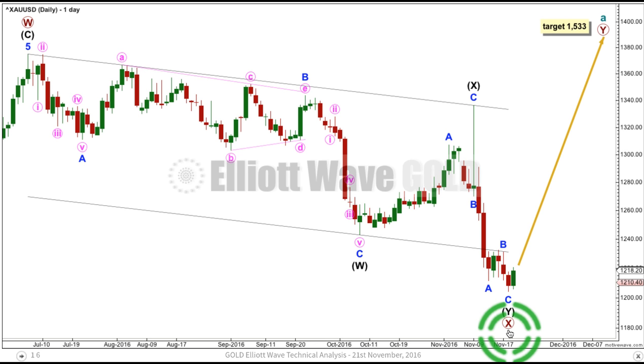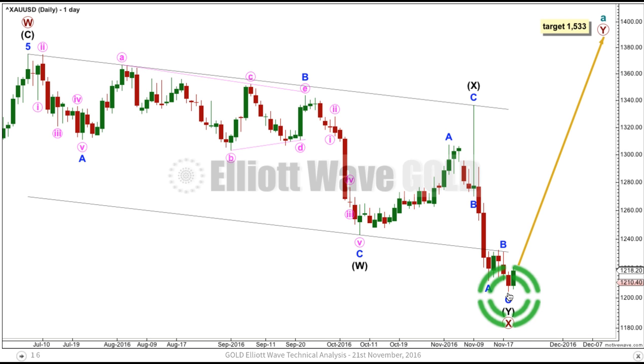This X wave fits neatly as a double zigzag. We have a 5-3-5 first zigzag in the double, joined by a 3 in the opposite direction labelled X, and another 5-3-5 zigzag complete down here. The structure is all complete at the hourly chart level, and so this wave count expects a trend change for gold. Let's have a look.